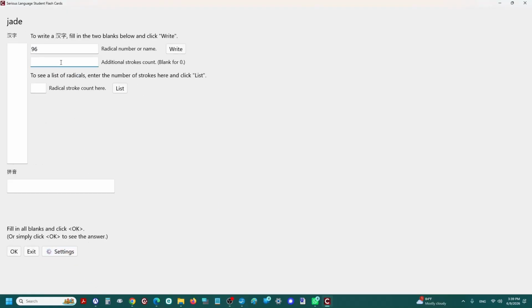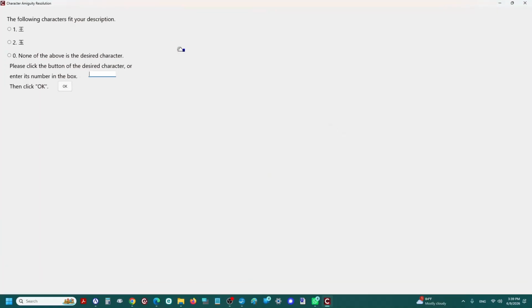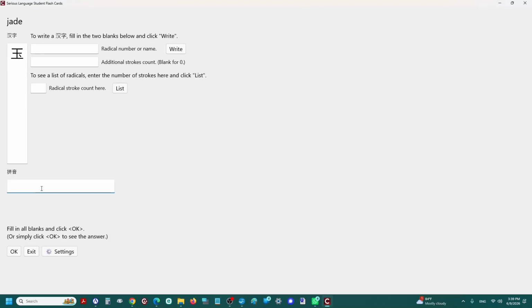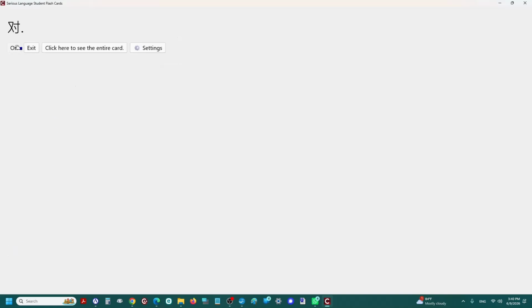And now, number of additional strokes, there are no additional strokes, so I can put 0, or, backing up, I can just leave that blank and say write. And there are 2 characters that fit that description in the current system in Chinese of dealing with these characters. They list the king character as if it were still that radical, even though it's not. But what we want is the radical with the dot, so we say OK. That writes it, and now we have to put how to pronounce it, and the pronunciation is you, and so that should be marked as correct.